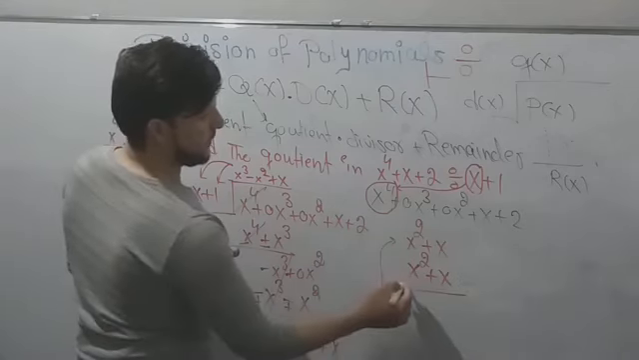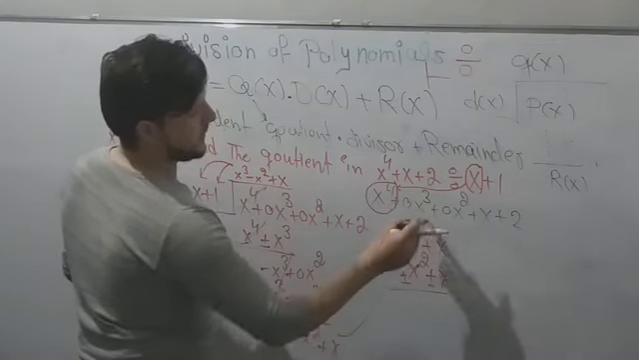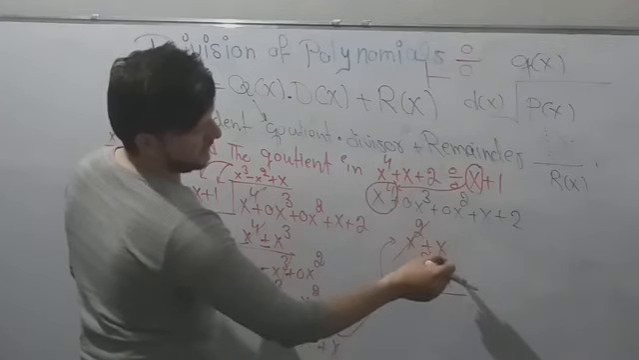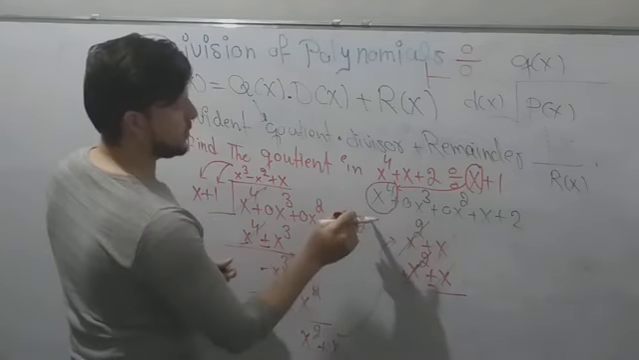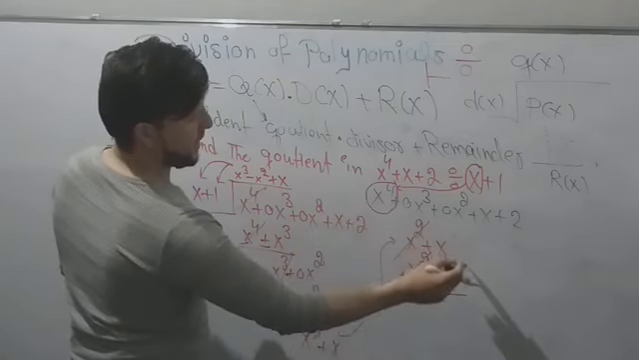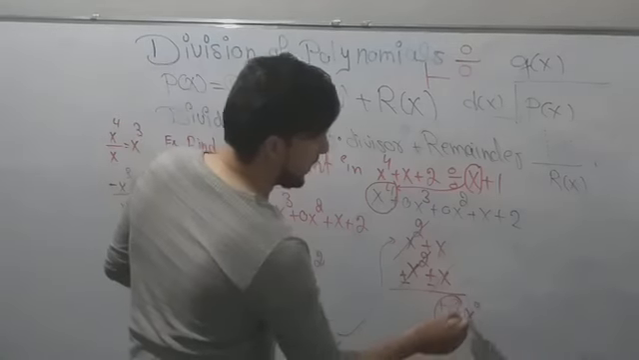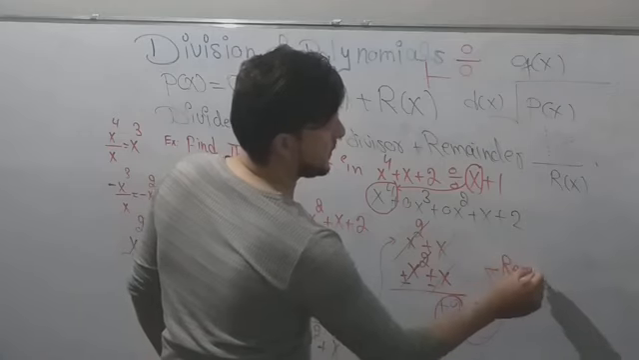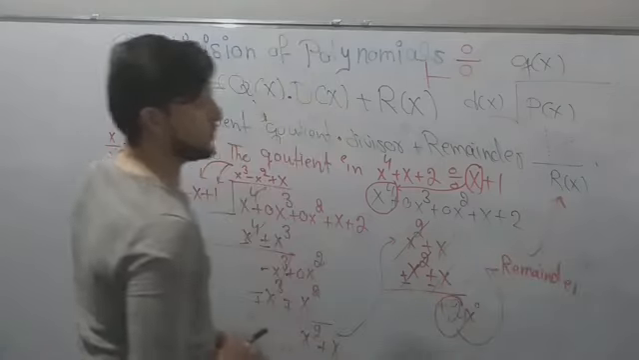Here positive becomes negative, positive becomes negative. And here as well, you can cancel this. Positive x is cancelled with negative x. So here you have what? Positive 2. It means you bring down positive 2. That's called what? 2 is the remainder. See, in this diagram also, 2 is the remainder.